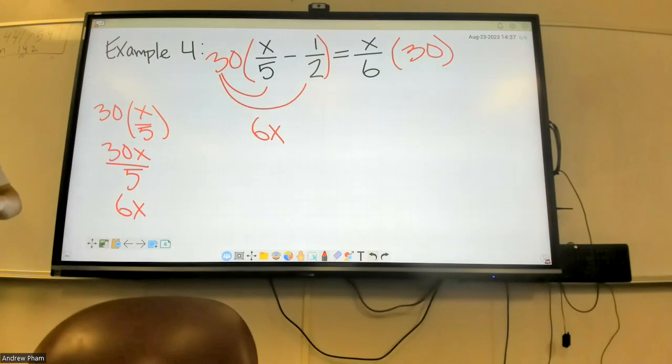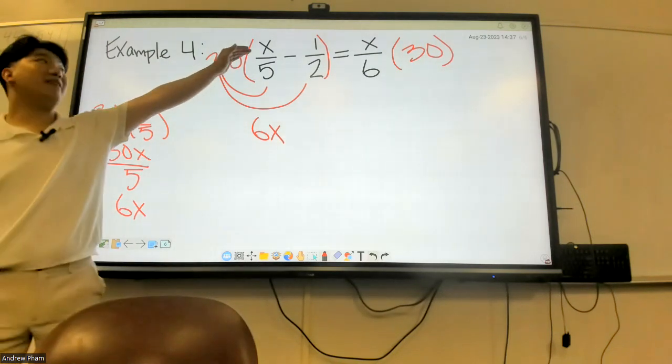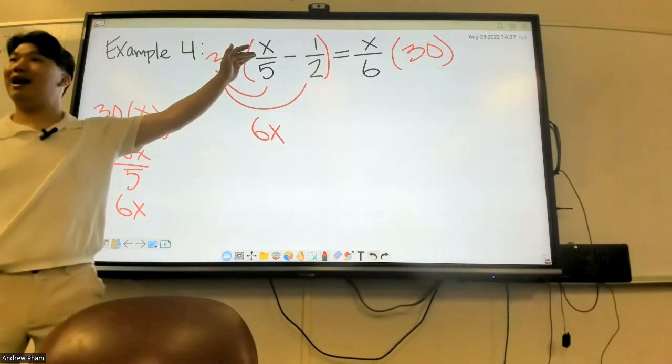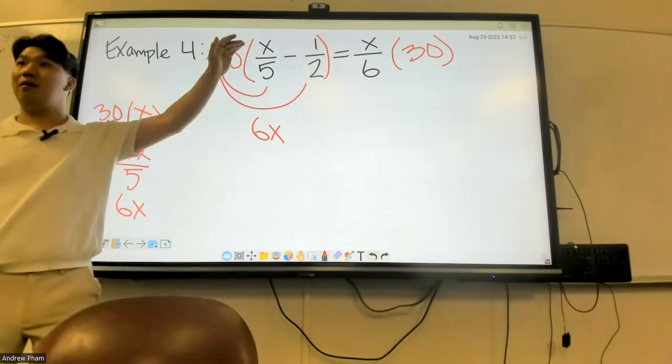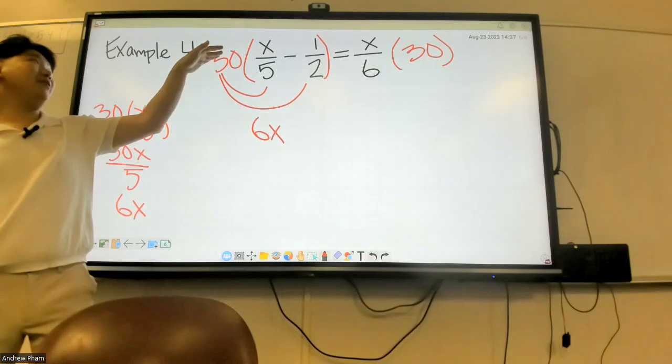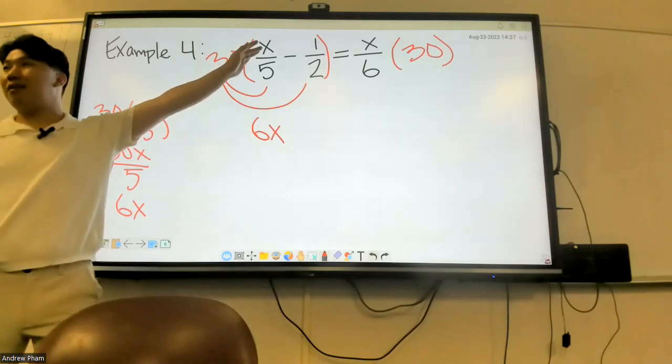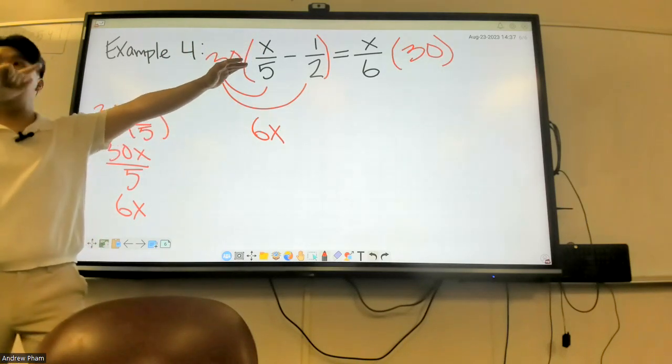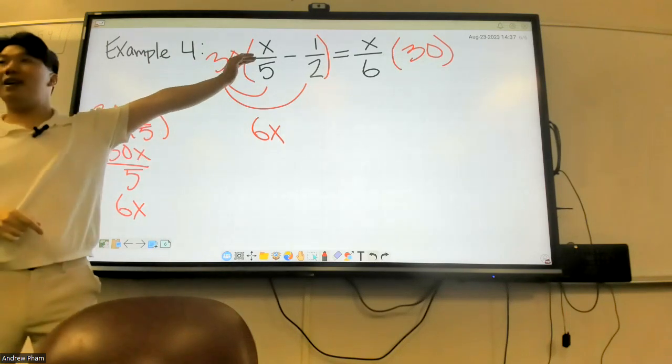Yes. We're multiplying it. This is not 5x, it is x over 5, or like 1/5. So that's why we're not doing 150. If this was 5x, yeah, it would be 150. This is technically divided by 5.